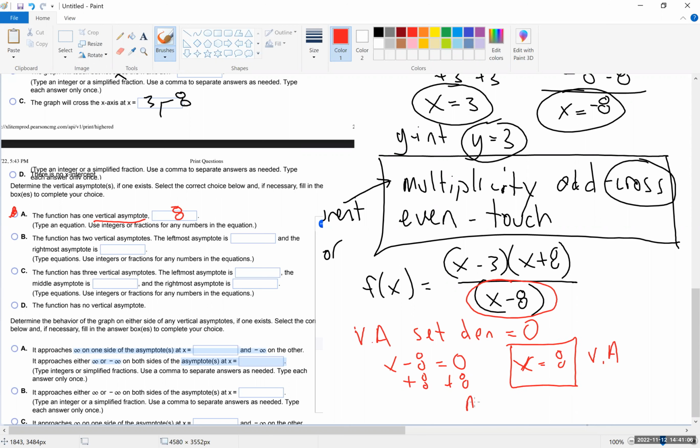And then we look at the multiplicity. What's the multiplicity of that asymptote? The multiplicity is 1 because the exponent is 1. 1 is odd, which means it's going to cross. And what do we mean by cross? Cross means it'll go from negative infinity to infinity. We can show what it looks like graphically, but this is how we're going to do it for the answer. So we want to select that it approaches negative infinity on one side and infinity on the other. That's the one we want to select.